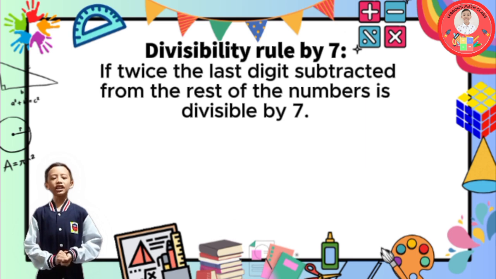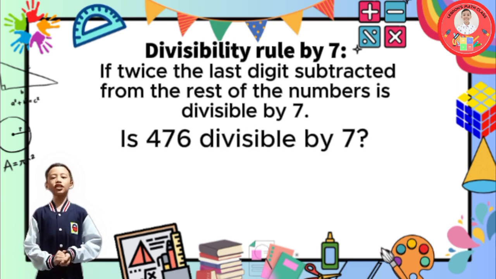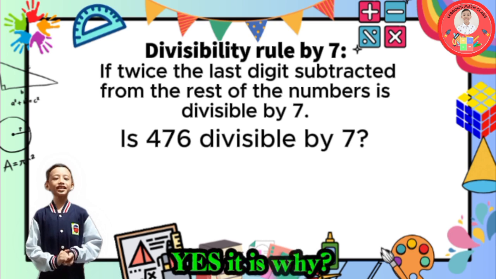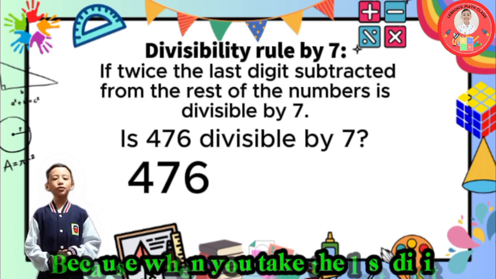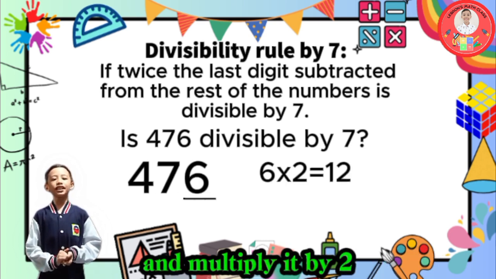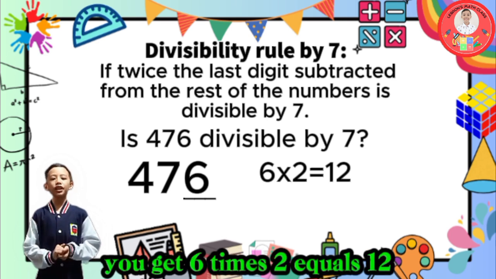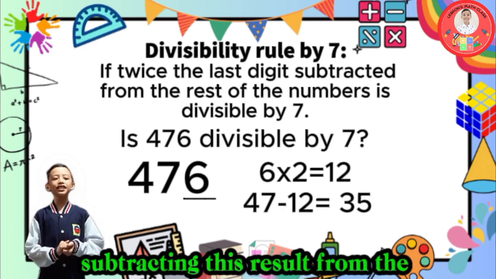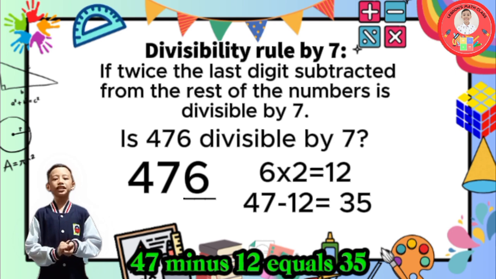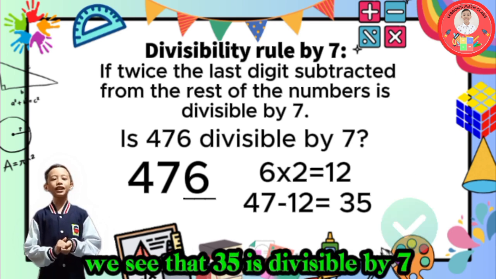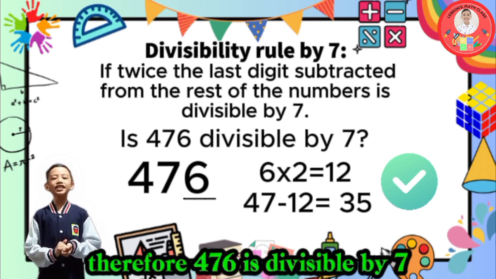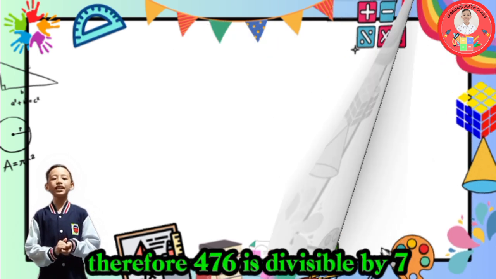Divisibility rule by 7. If twice the last digit subtracted from the rest of the number is divisible by 7. Question: Is 476 divisible by 7? Yes, it is. Why? Because when you take the last digit and multiply it by 2, you get 6 times 2 equals 12. Subtracting this result from the remaining number, 47 minus 12 equals 35, we see that 35 is divisible by 7. Therefore, 476 is divisible by 7.